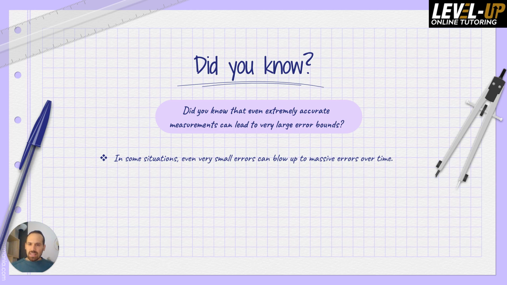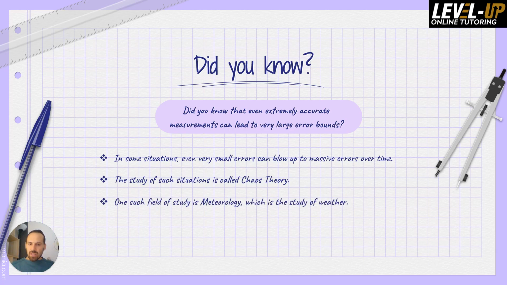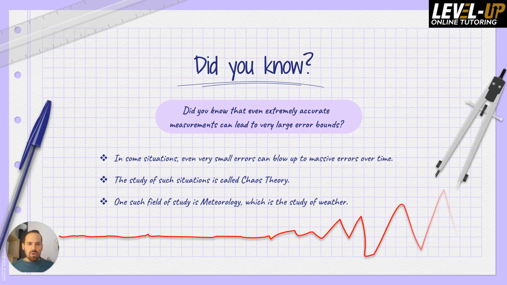There are plenty of cases where this can happen, and this whole field of mathematics is what's known as chaos theory. It has small errors grow into big errors over time. Like I said, one example is the study of the weather, which is what's known as meteorology. And here's a sort of visual way of seeing it. You can see small errors that just stay very small over time, but then gradually they can grow and become very large. And that's what can sometimes limit calculations when we're trying to predict into the future. But yeah, so there's a fun fact of how this is used in the real world.